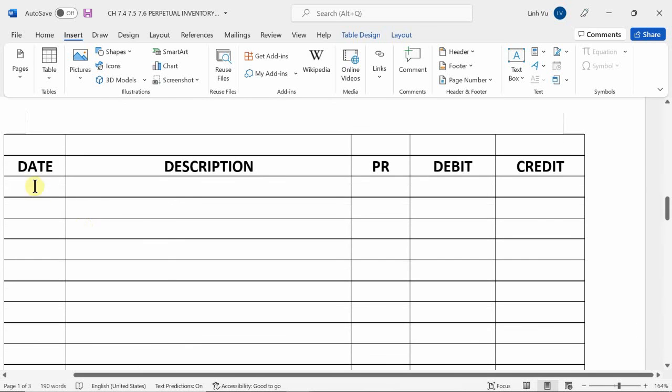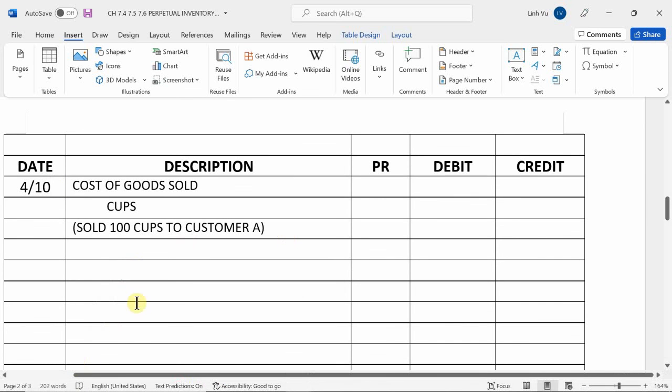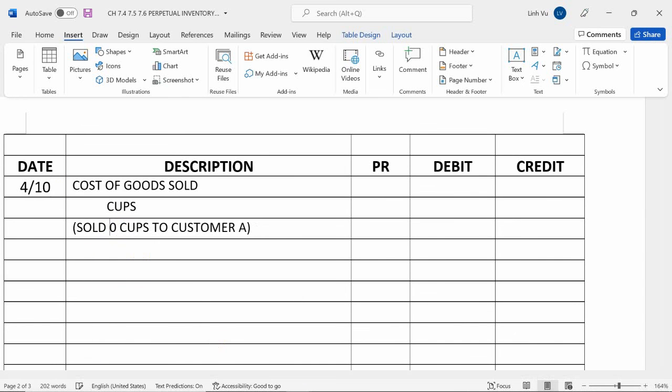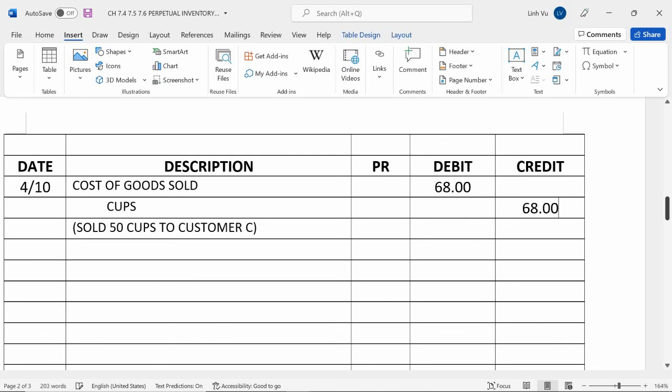Okay, so here we are. Cost of goods sold, it is April 10. Okay, and I sold 50 cups to customer C. So in this case, how much did it cost me to sell those 50 cups? $68. Right? $1.36 times 50 gives you $68. Okay.